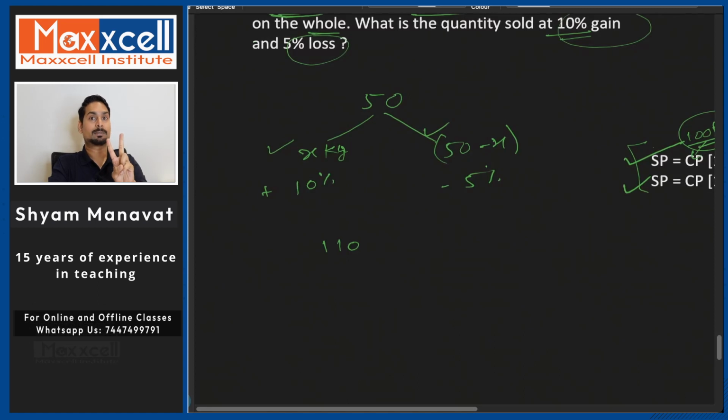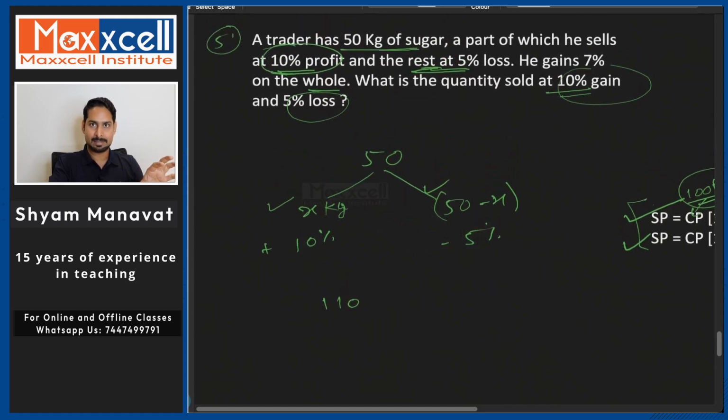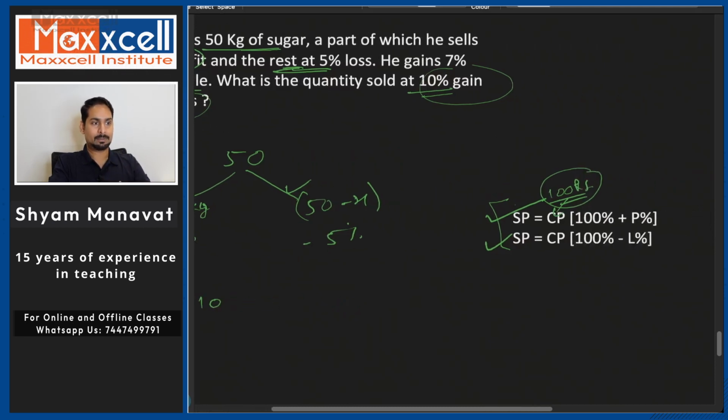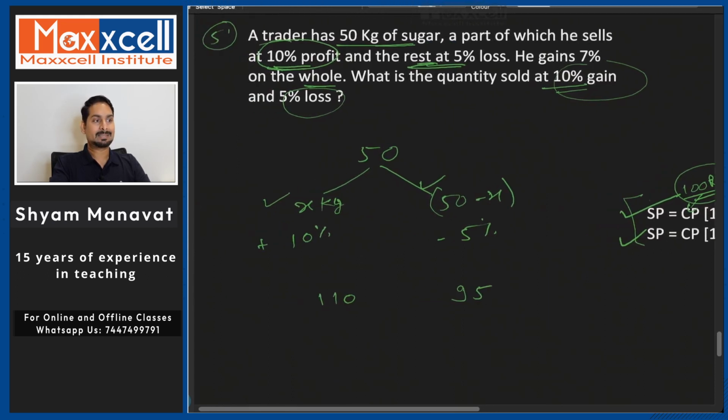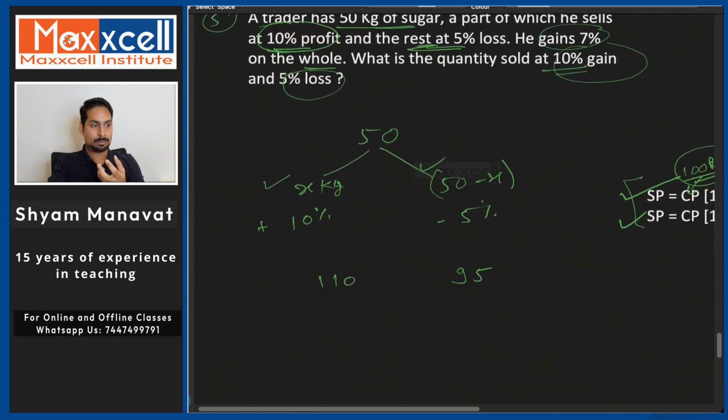Yes, we are mixing two concepts here, profit and loss and alligation. I know it will be a little complicated to understand, but you want to crack the exam, right? So focus here. Cost price, if I take this to be 100, for the first part the selling price is 110. For the second part, because it is 5% loss, that should be 95. Now for the mixture, we got 7% profit, so the price per kg should be 107.